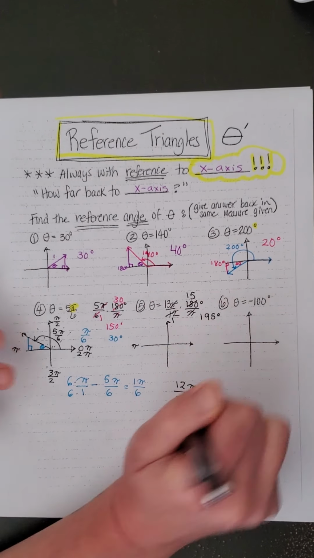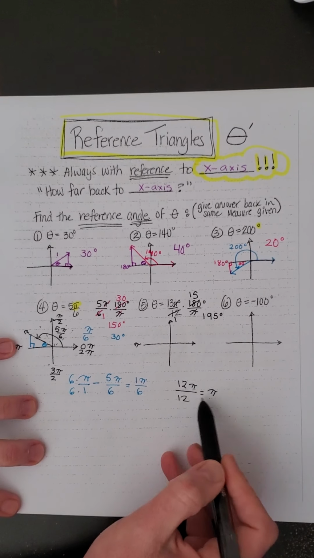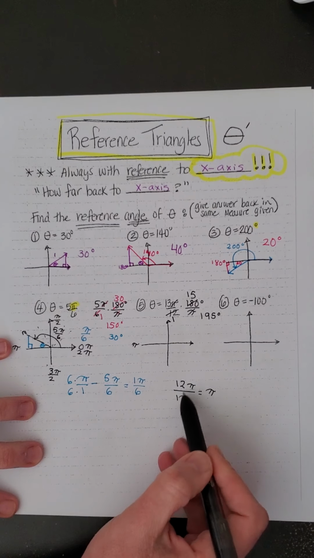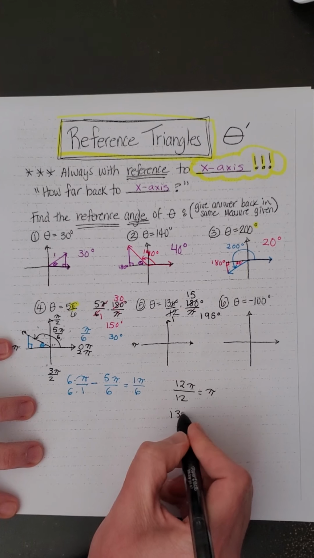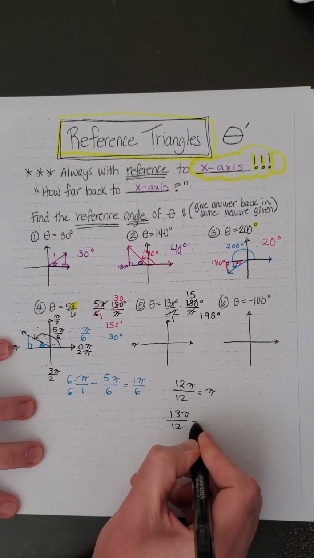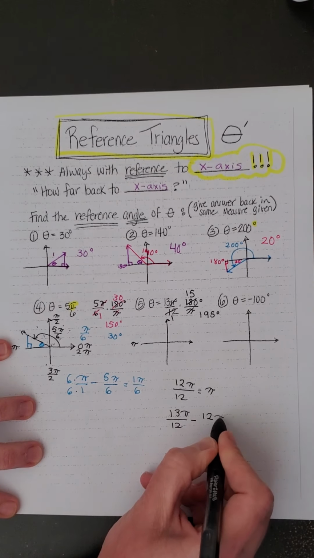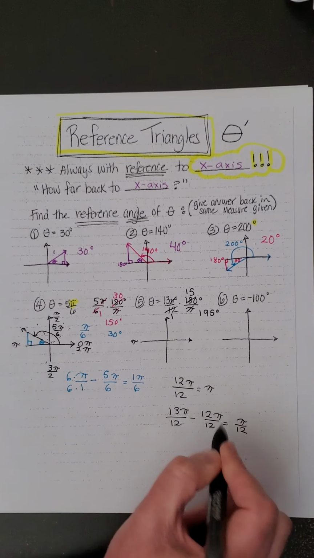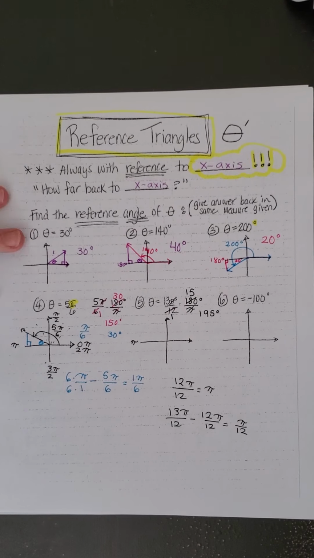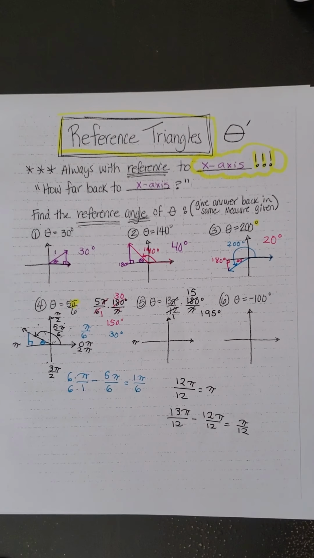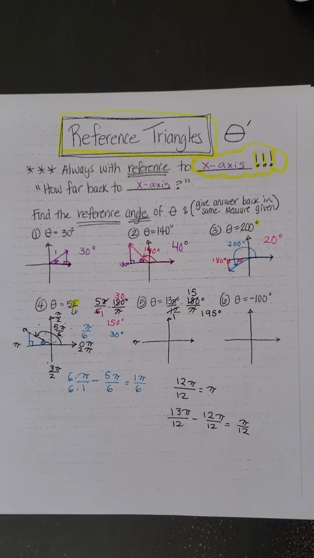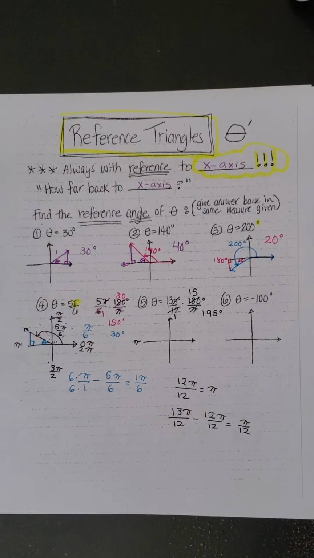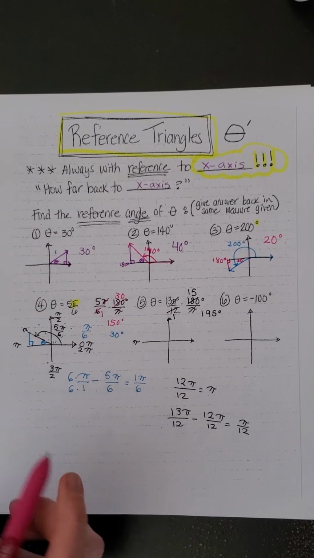This is probably the easiest way for students. I mean, I can see that 12 pi over 12 is 1 pi. So I actually know it's 13 pi over 12 minus 12 pi over 12, which is pi over 12. However, most students won't see that. And I saw that you guys were struggling with fractions, so that probably would be a little bit more difficult. But if you can do it this way, that's fine.